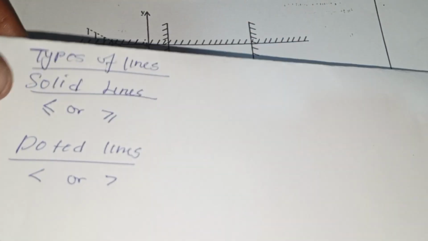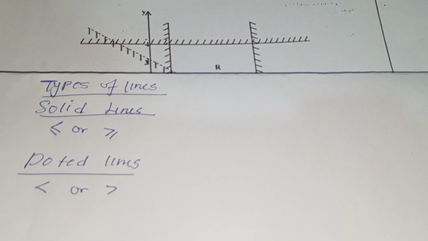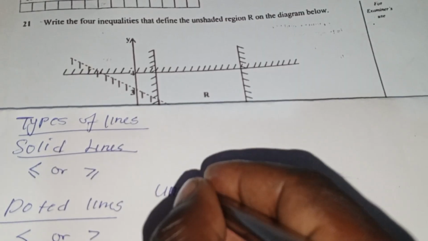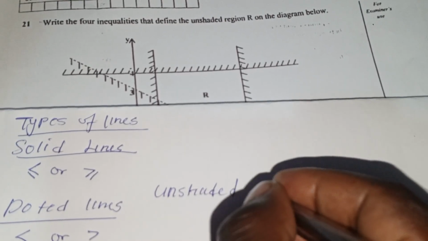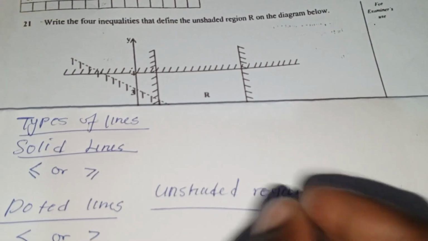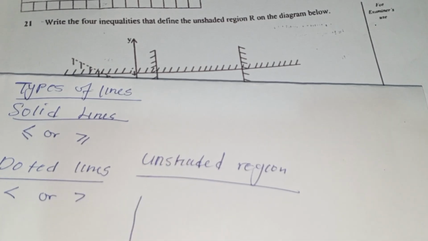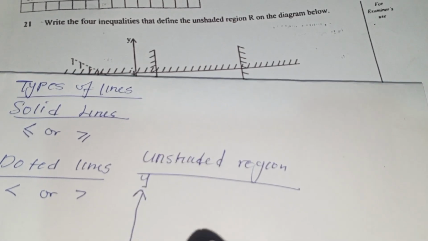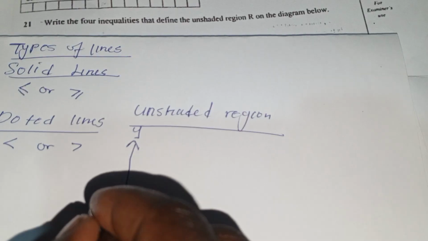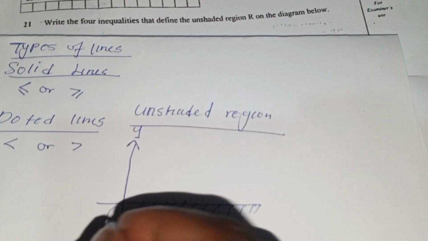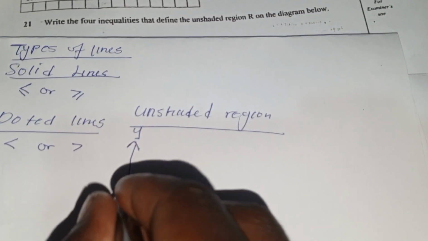There are many things that you need to understand, but more I will explain as we are answering this exam question. But don't forget, again, the question says write the inequalities that define the unshaded region. Let me just explain about that. For example, let's say you have been given this as your y-axis. Then we have a solid line, and this solid line has been shaded down here. Here it is cutting at 4.